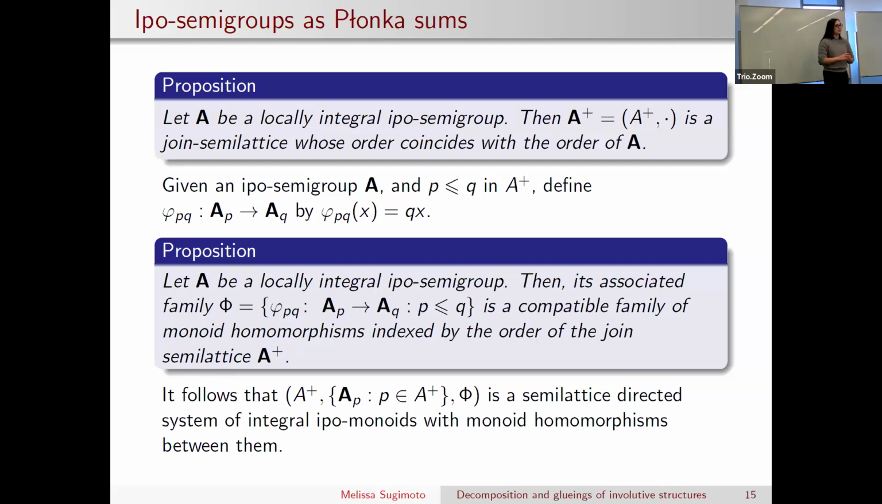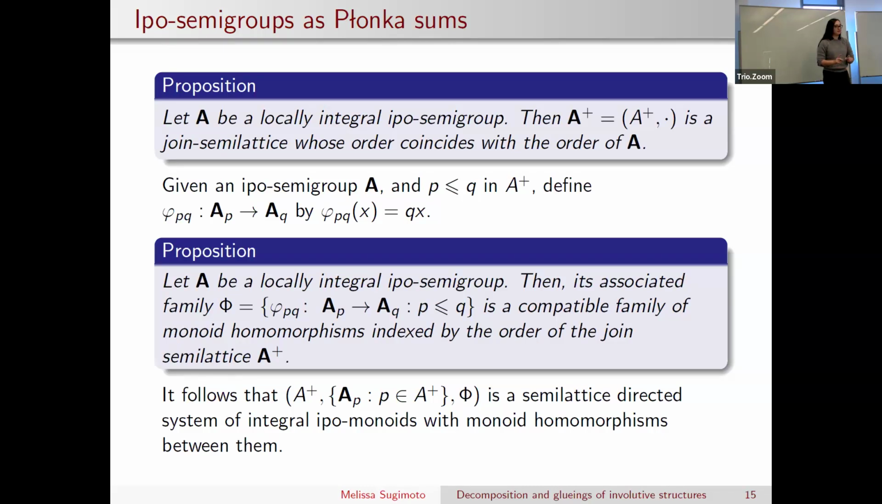If we've got two positive elements, P and Q, with P smaller than Q, we need to have a map between them, call it phi PQ, from algebra AP to algebra AQ. We define this by phi PQ of X is equal to Q times X. And we do this for all positive elements P and Q, with P smaller than Q. That's our family. This will turn out to be compatible. This will turn out to be exactly what we're looking for.